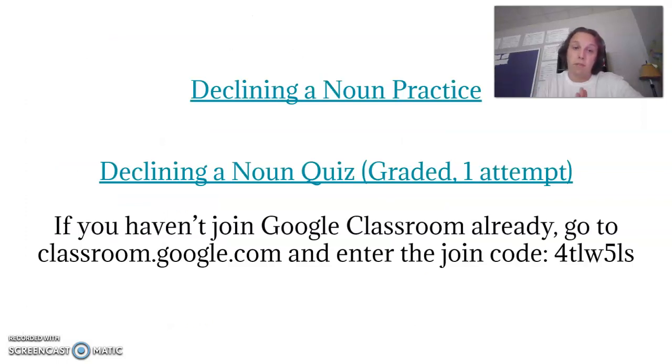So if that was confusing, go back and rewatch those steps again, try and review it. And I have 2 opportunities here for you to practice. Really 1 opportunity to practice and then 1 opportunity to demonstrate what you've learned. So to decline a noun, declining noun practice. This is basically a copy of this noun quiz, but it is ungraded and it allows you to take it unlimited amount of times. When you feel comfortable with that material, then you're going to come down to this declining a noun quiz, not practice. It is graded and you have 1 attempt.